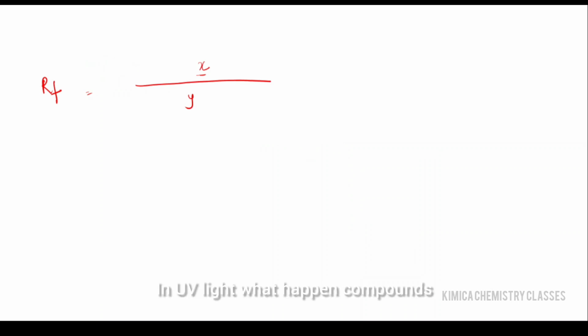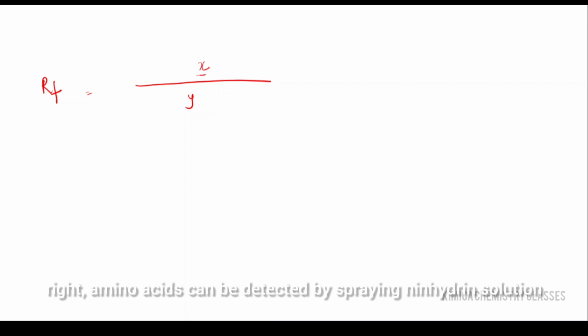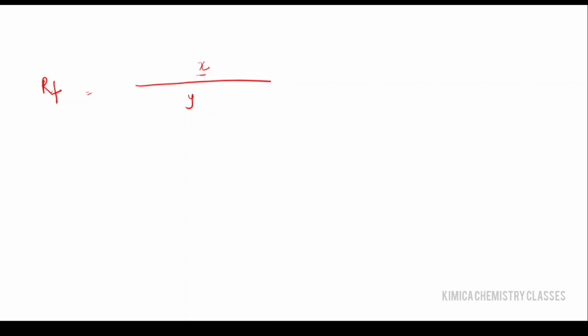In UV light, what happens? Compounds that fluoresce under UV light can be observed. In an iodine chamber, placing the plate in a jar with iodine crystals causes iodine to be absorbed by the compounds, making them visible as brown spots. A spray reagent is a suitable reagent which is sprayed on the plate and reacts with the separated compounds to produce colored spots. For instance, amino acids, right? Amino acids can be detected by spraying with ninhydrin solution.